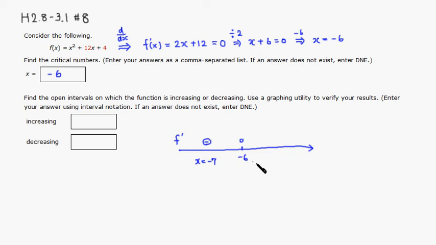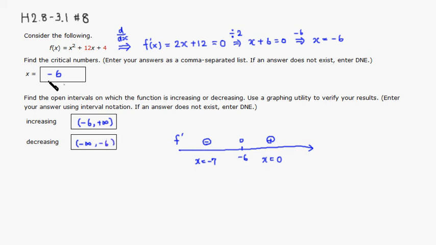Then for any number bigger than negative 6, I like 0, so I'll try x equals 0. If you plug in 0, that's 12, so it's definitely positive. So it's increasing on the interval from negative 6 to positive infinity. Decreasing when the derivative is negative, so it's from negative infinity to negative 6.